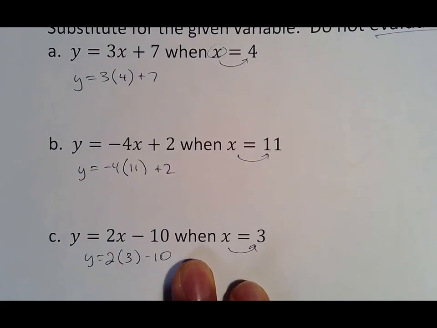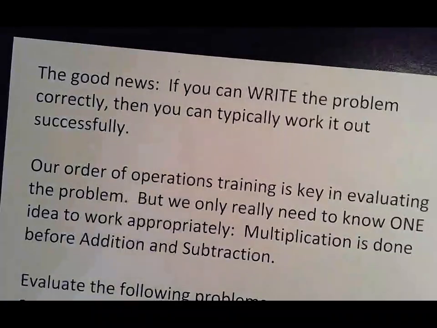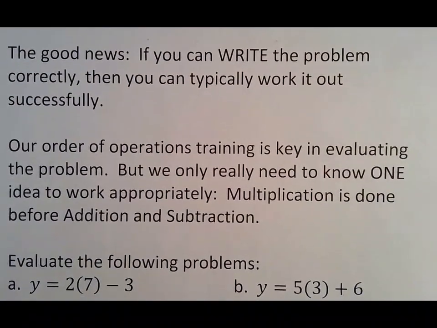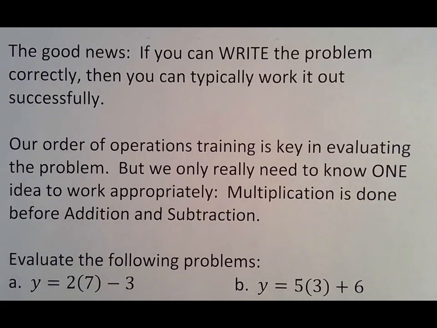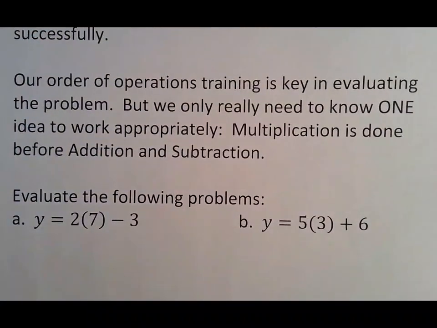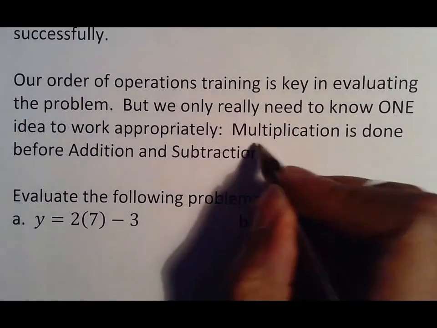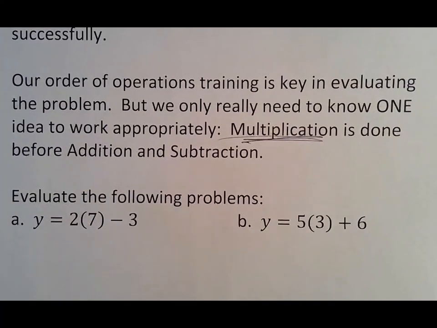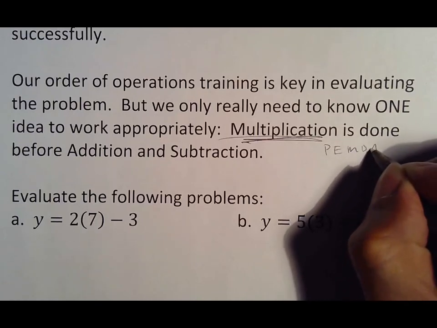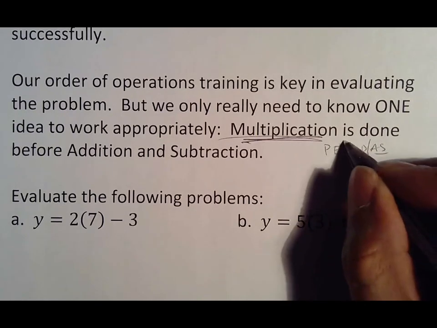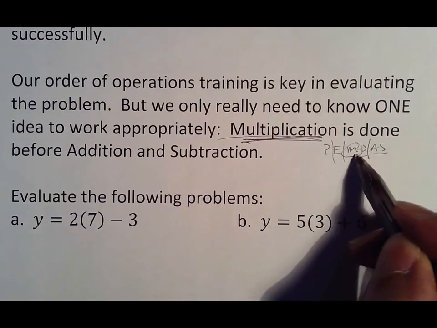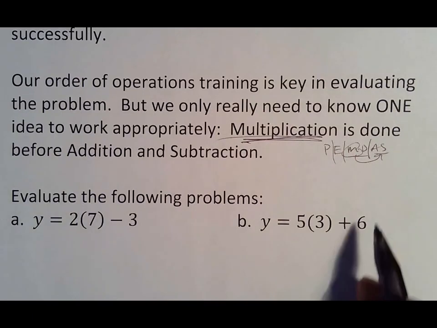So again, you are going to have to type this in. Make sure you're not trying to take any shortcuts, because as long as you don't take shortcuts, it should be okay. And the good news is if you can write the problem out correctly, then you typically can work it out successfully. The order of operations training is key in evaluating the problem, but we only need to know one real idea, and that's that multiplication is the strongest one. Multiplication goes before addition. Multiplication goes before subtraction, because remember, it's PEMDAS. Multiplication is always going to be done before addition and subtraction, because we're not solving now.